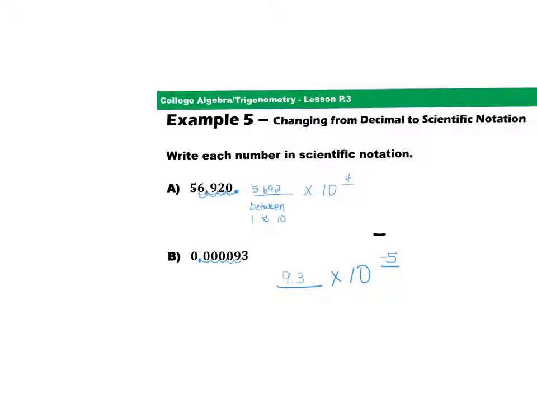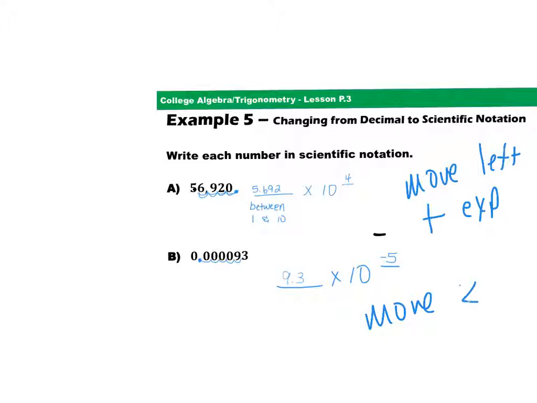However you want to remember that, guys, if we're moving to the left, our exponent is positive. Move left, positive exponent. If we move the decimal place right, what kind of exponent is it? Negative. However you need to remember that.